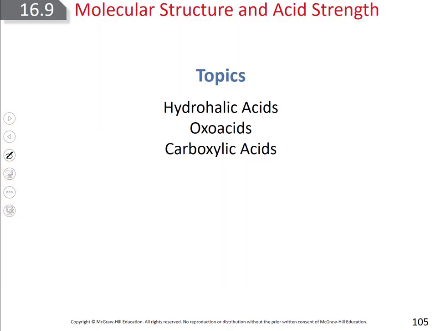All right, next section. Molecular structure and acid strength. This is looking at the structure of the molecules and using that to predict relative strengths of acids and explain once and for all why HF is a weak acid even though it's in the same family as all those strong acids, hydrochloric, hydroiodic, hydrobromic. Why is HF still a weak acid?